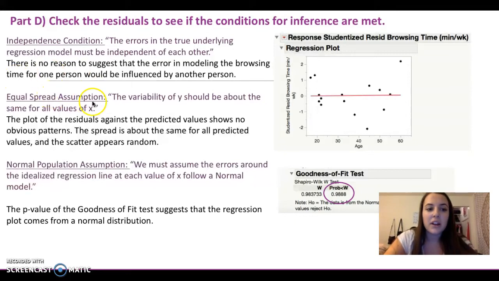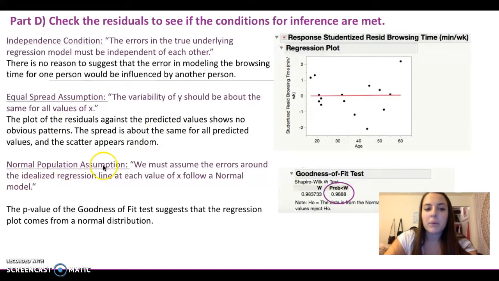Next is the equal spread assumption, which is that the variability of y should be about the same for all values of x. And the plot of residuals against the predicted value shows no obvious patterns. The spread is about the same for all predicted values, and the scatter seems random. So that condition, or assumption, is met.